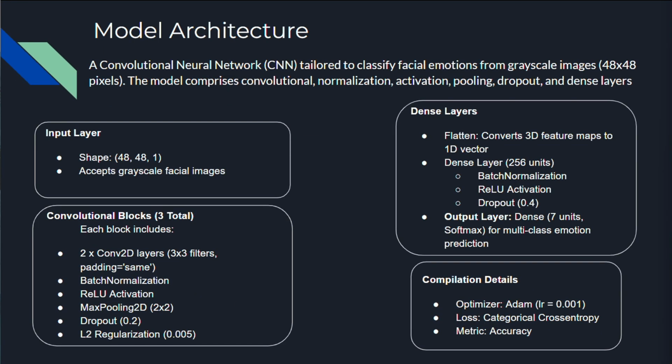Our model is a convolutional neural network specifically designed for emotion recognition. It takes grayscale images as input, passes them through 3 convolutional blocks with Conv2D, batch normalization, max pooling, and dropout to reduce overfitting. After flattening the output, we use a dense layer and finally a softmax output layer to predict one of the 7 emotion classes. The model was compiled with Adam optimizer and categorical cross-entropy loss.